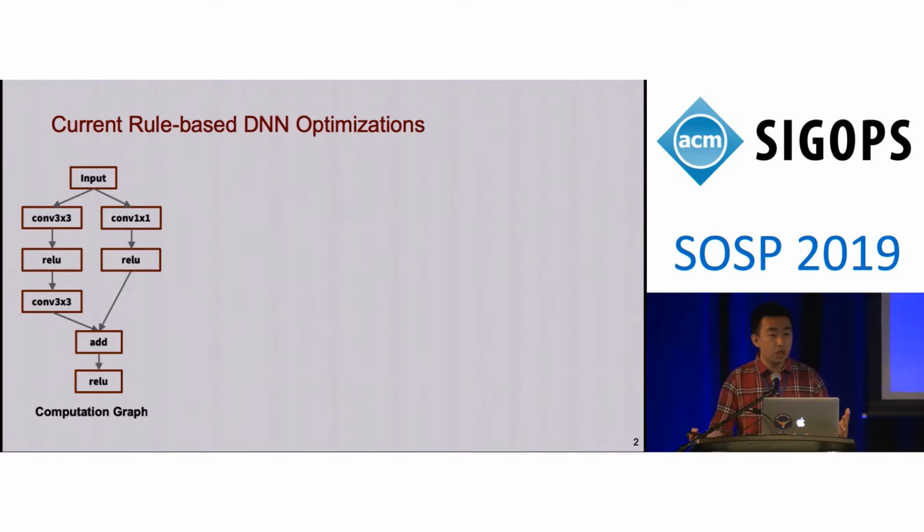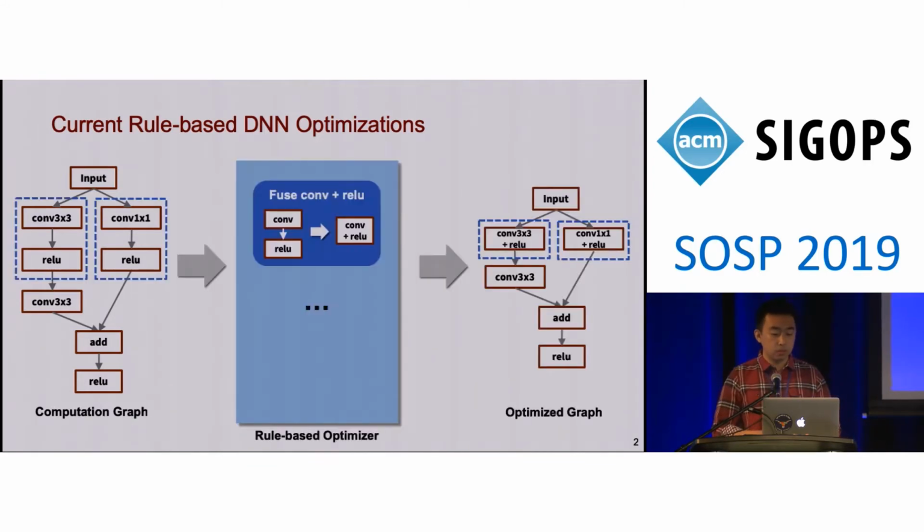Every deep learning model is described by a computation graph. Each node in the computation graph is some tensor algebra operation, such as convolution, matrix multiplication, or ReLU, which is a very simple nonlinear activation function. And edges in the computation graph indicate data dependencies between different operators.